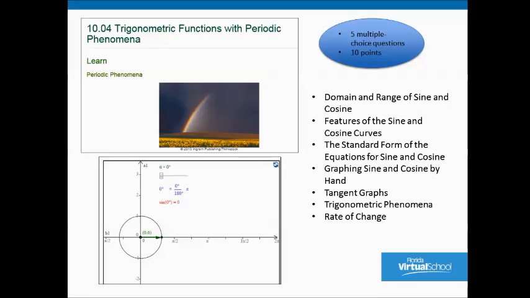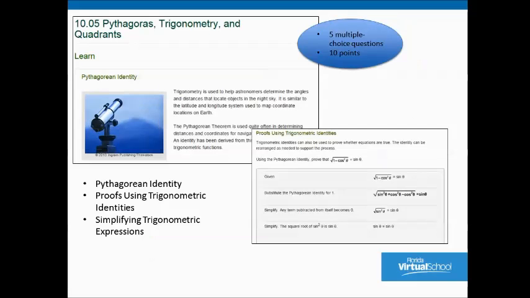10.04, trigonometric functions with periodic phenomena. In this section, students learn domain and range of sine and cosine, features of sine and cosine curves, the standard form of the equations for sine and cosine, graphing sine and cosine by hand, tangent graphs, trigonometric phenomena, and rate of change. The assessment for this lesson is 5 multiple choice questions worth 10 points.